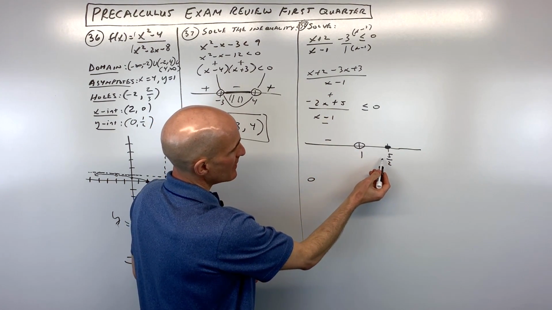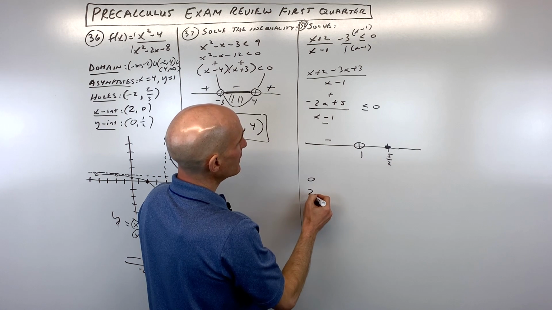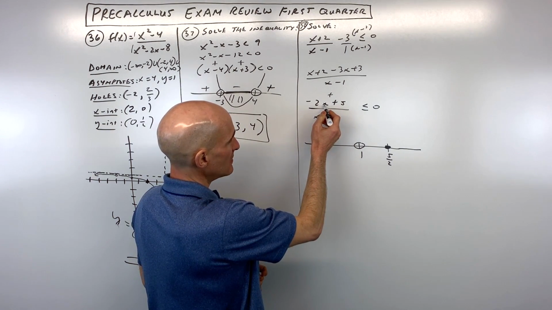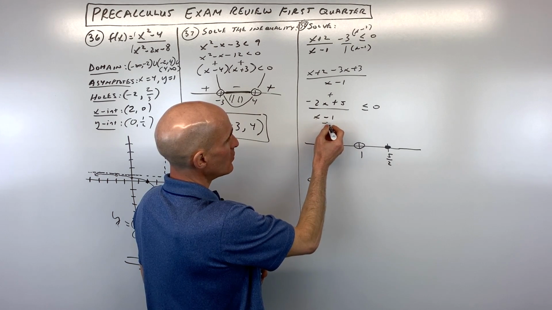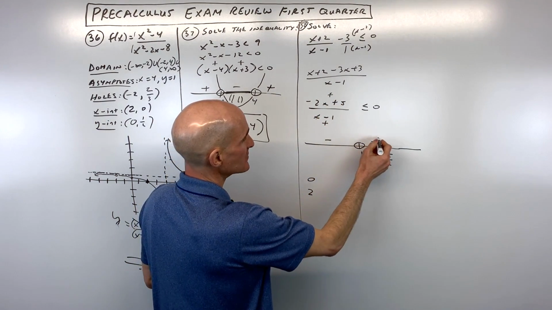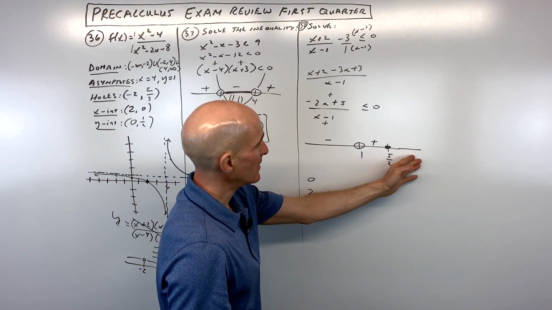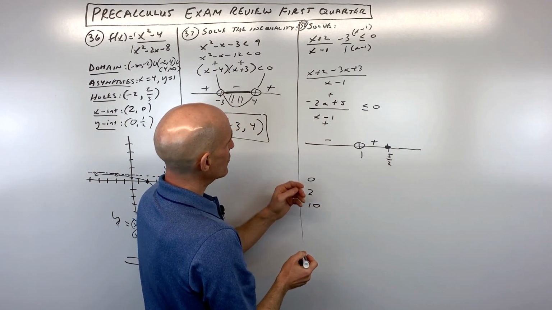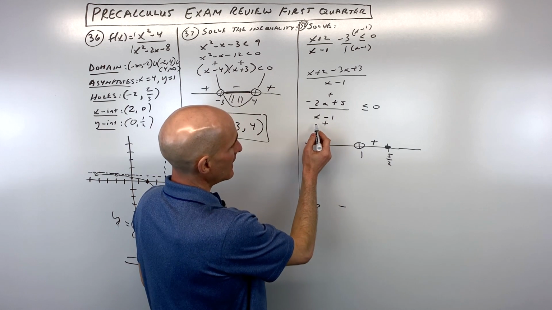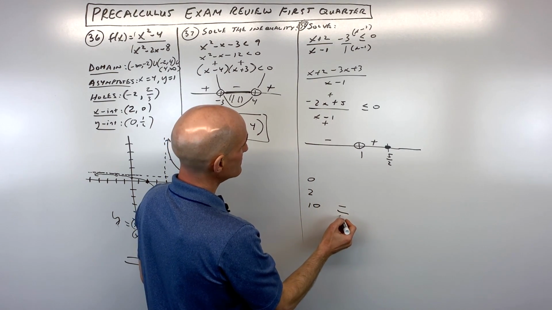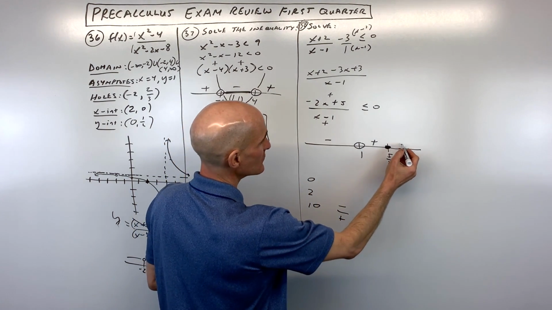Let's say we pick, for example, 2 is in this interval. A negative 2 times 2 is negative 4, plus 5 is 1, that's positive. 2 minus 1 is 1, that's positive. A positive divided by a positive is a positive. And let's just say we pick 10, okay? So we do negative 20, plus 5 is negative 15, that's negative. And 10 minus 1 is 9, that's positive. We have a negative divided by a positive, which is negative.